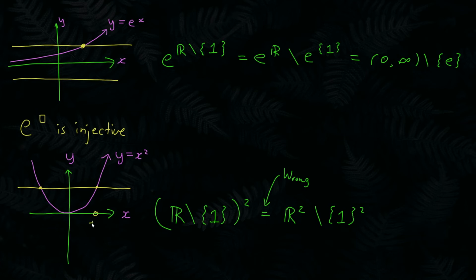After all, if we remove positive 1 from our set of inputs, it doesn't actually make any difference, because we can get the same output by feeding in negative 1. And so we don't need to delete this point from our output set, because we can still achieve the same output by a different value in the input set. So this part shouldn't be there, and therefore this equals sign is now correct.